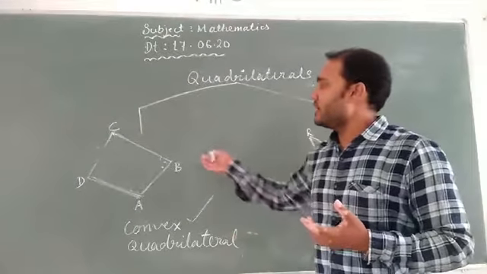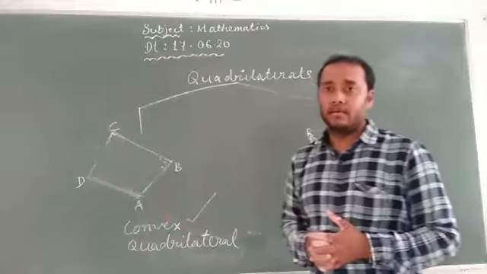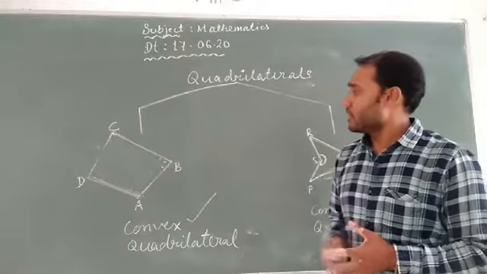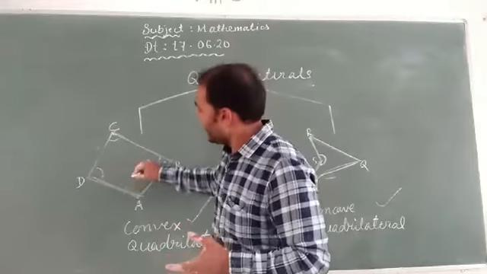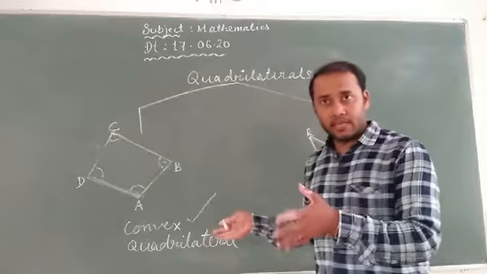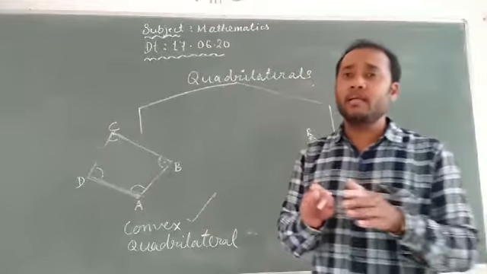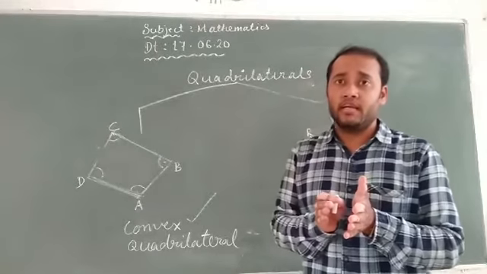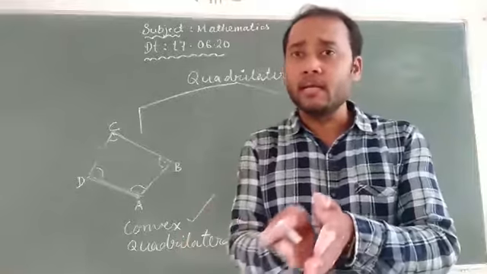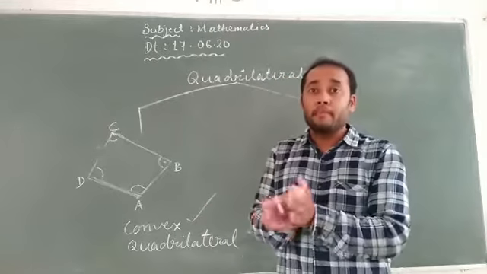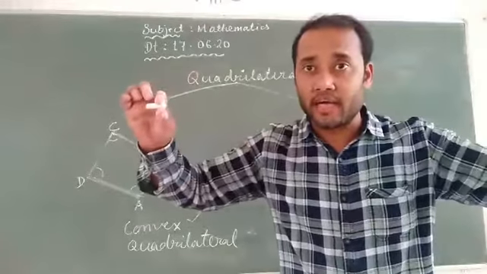Now, if we see another quadrilateral, that is ABCD, in this particular quadrilateral, none of the interior angles is greater than 180 degrees. This means every interior angle is smaller than 180 degrees. It can be greater than 90 degrees, there is no problem with that, but it must not be greater than 180 degrees, which is known as a straight angle, right?